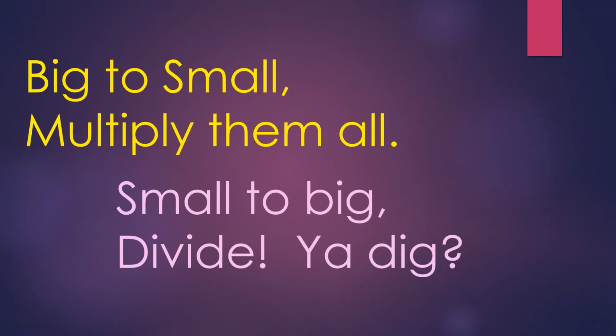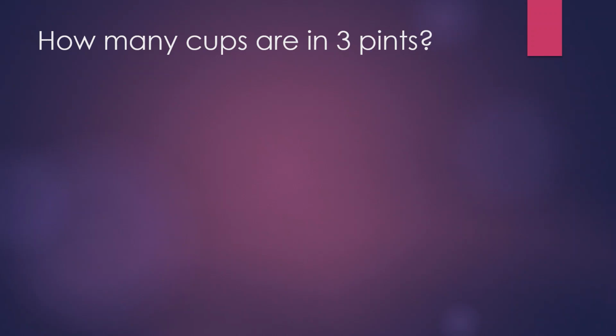Once you figure out if your first measurement is big and the next measurement is small, or the other way around, then you can figure out what your operation is. This is just like you've been doing for the last 2 days. Now you have all the information that you need, so let's hop into some examples.